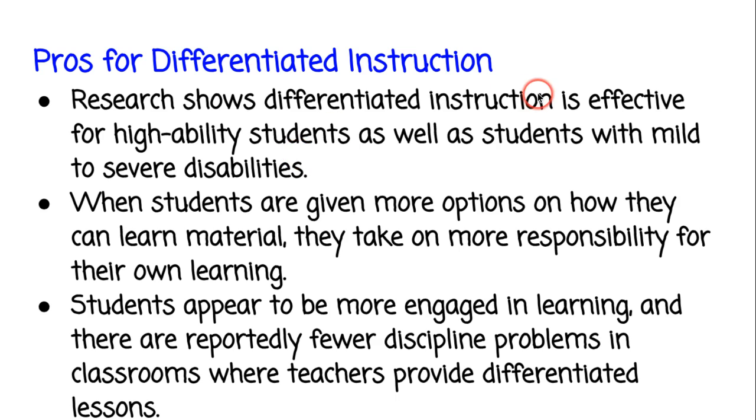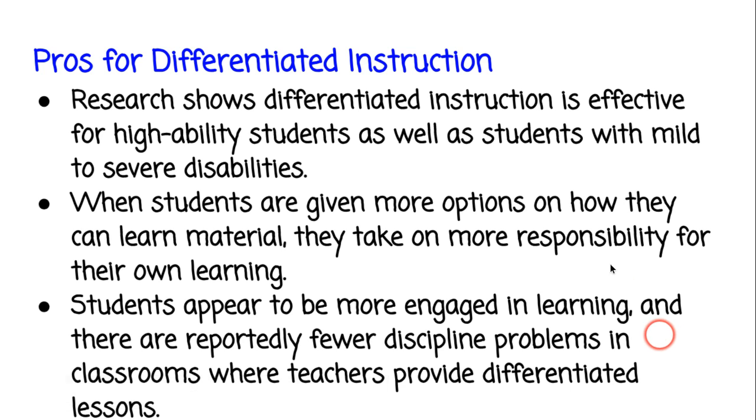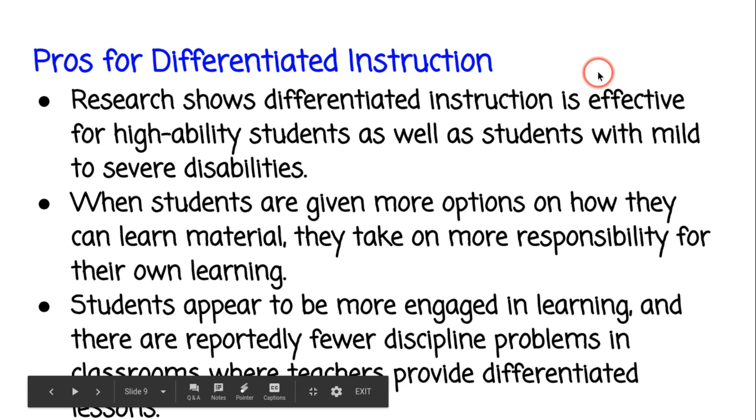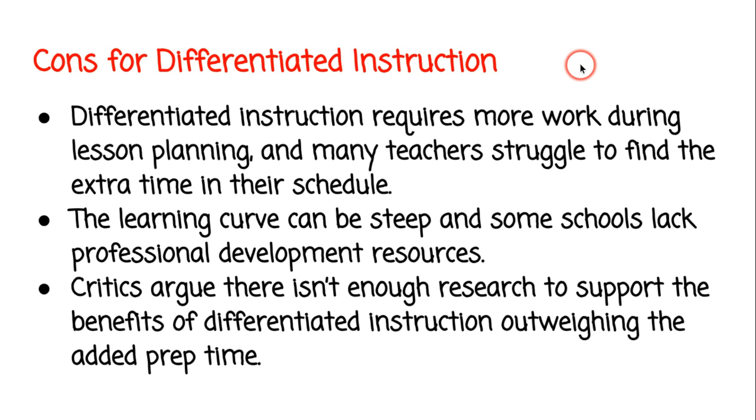Most importantly, research shows differentiated instruction is effective for high ability students as well as students with mild to severe disabilities. Students appear to be more engaged in learning, and there are reportedly fewer discipline problems in classrooms where teachers provide differentiated lessons. Oftentimes, our behavior students are the struggling students. So, if we're able to meet them academically where they are, that will lessen a lot of our discipline problems in the classroom.